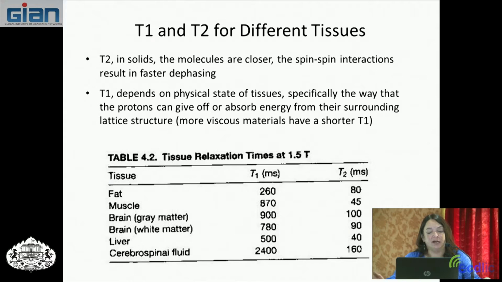T1 is how, again, influenced by what kind of tissue there is. So you can see that more viscous materials have a shorter T1, and materials that are not as viscous, like CSF, cerebral spinal fluid, or water, have a longer T1.